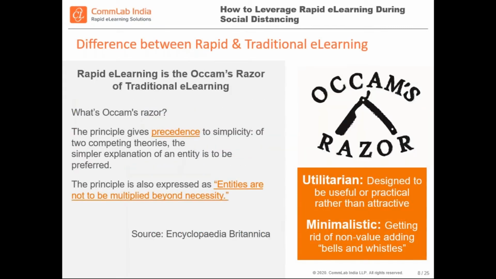A lot of us, I think, would be familiar with the concept of Occam's Razor. Occam's Razor is a concept that talks about simplicity trumping everything else. So precedence is given to simplicity. If a certain phenomenon has two competing theories, we would gravitate towards the theory that is more simple, that is a more simple explanation of why something has happened. So entities are not to be multiplied beyond necessity.